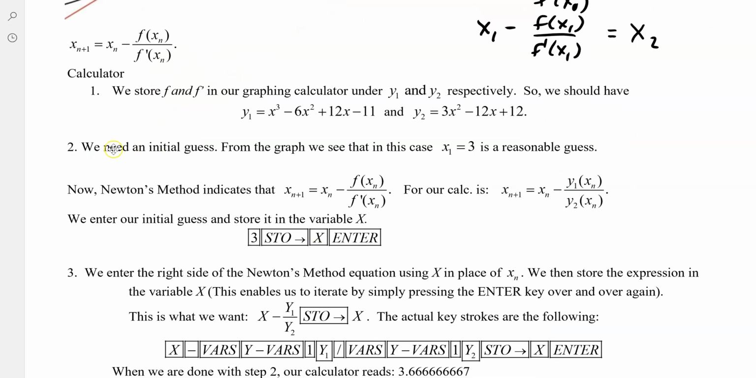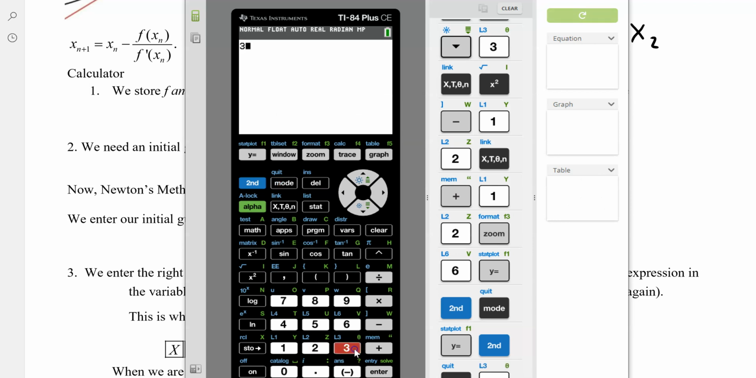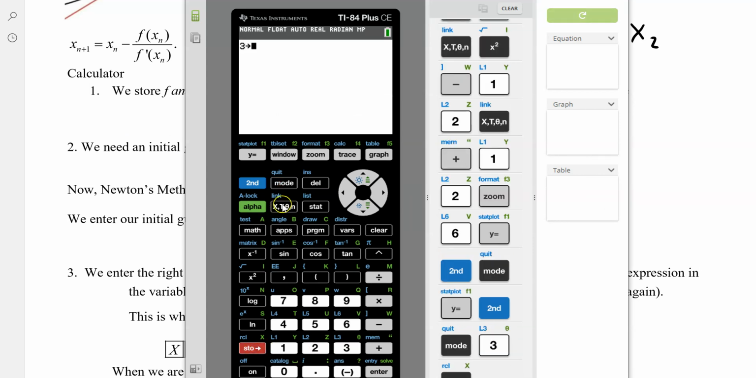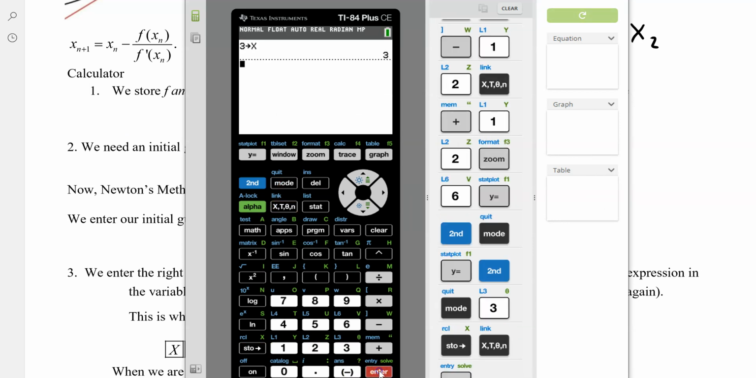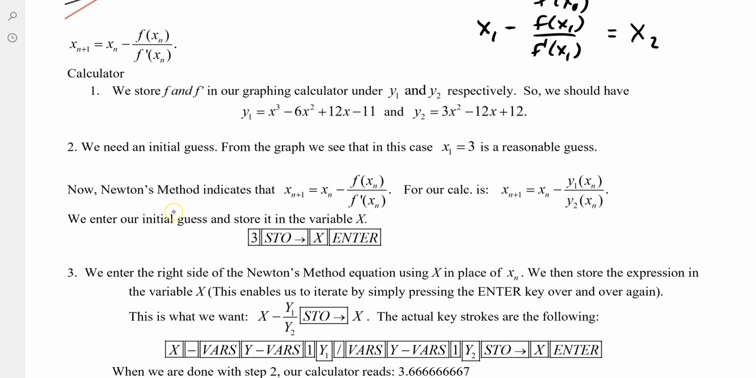So we're going to need an initial guess. We're going to plug in x equals 3. So to do that, we're going to hit 3, stow, x, and enter. So like this, 3, stow, we're going to stow in an x, and you hit enter. So what that means now is x has a value of 3. So that's our first guess. So that is our x sub 0. That's what we are creating here.